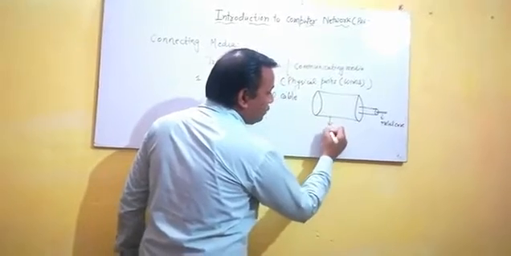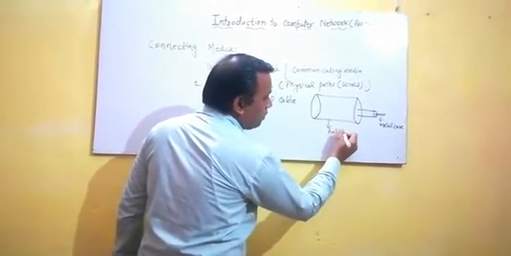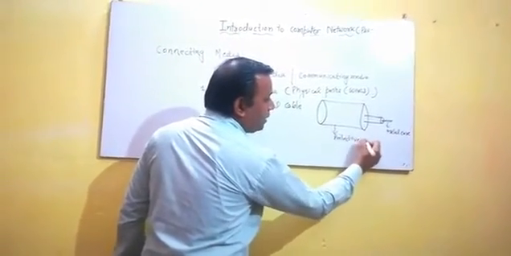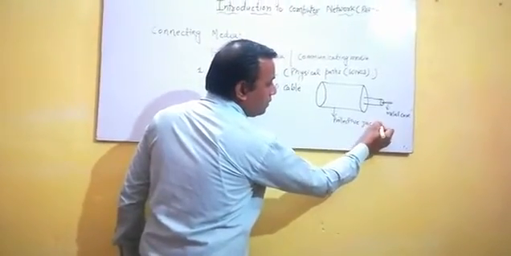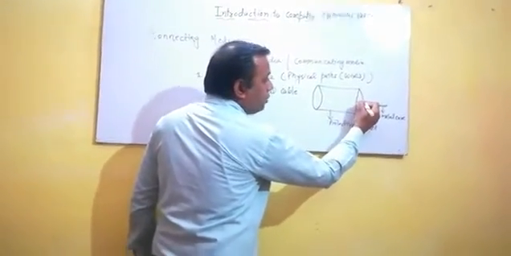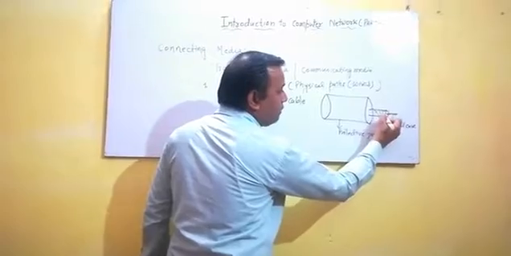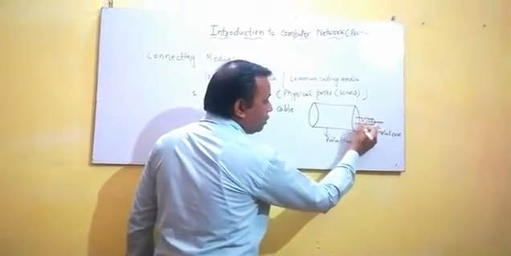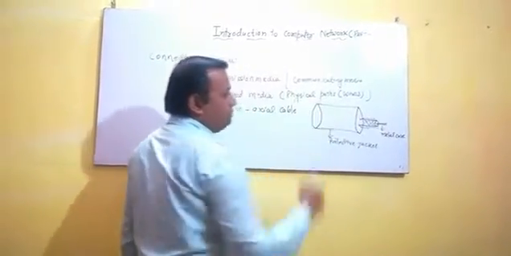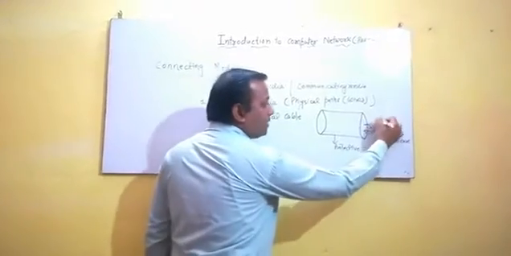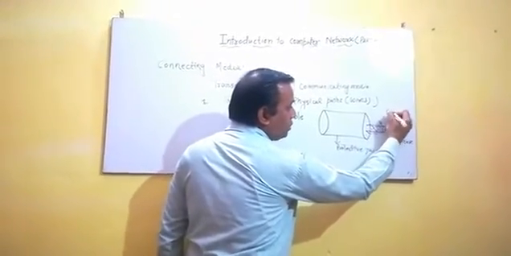This is a protective jacket. And when we talk about this, there will be a metal mesh. There is a metal mesh. It provides the ground. Metal mesh.